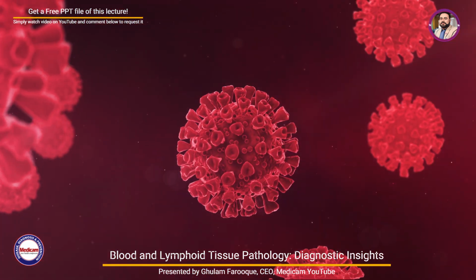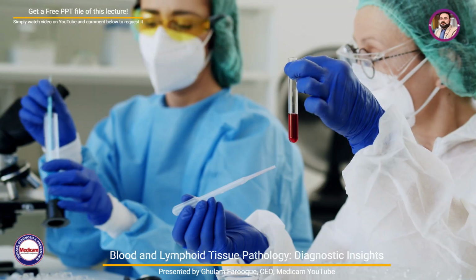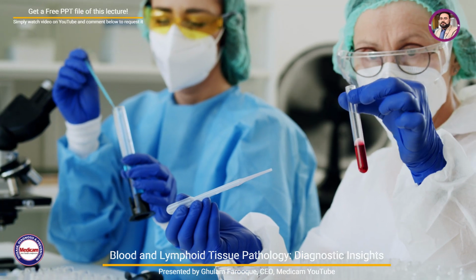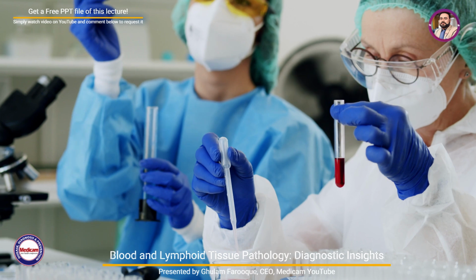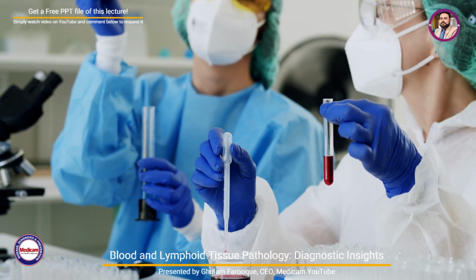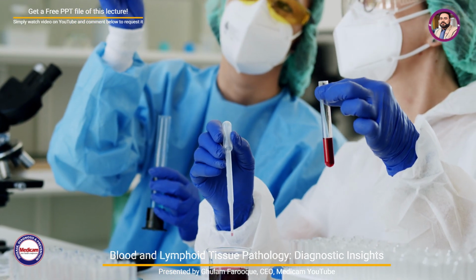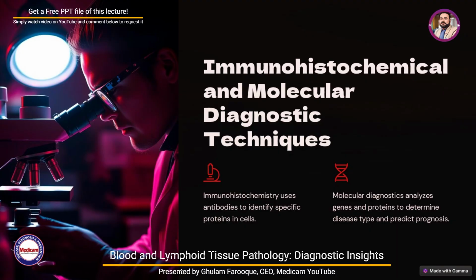Common techniques. PCR and RT-PCR amplify DNA/RNA for pathogen and mutation detection. FISH identifies chromosomal abnormalities, e.g., HER2 amplification. NGS sequences multiple genes for precision medicine. Western blotting detects specific proteins, e.g., HIV markers.